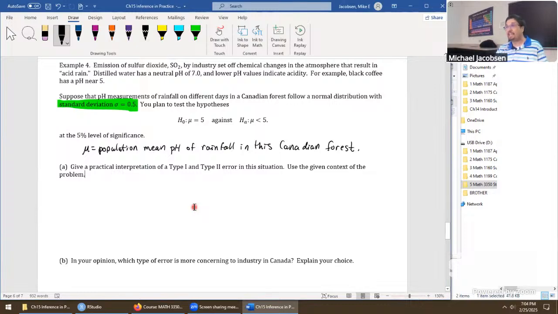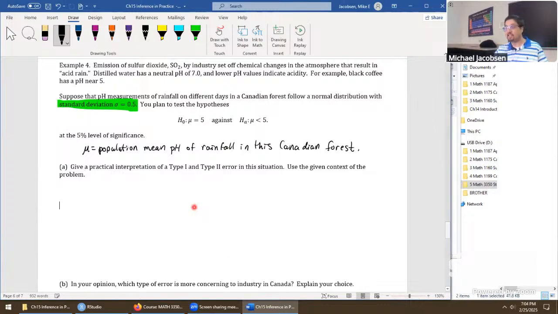If we can never justify that we planned this, and we accounted for what could happen, and we selected this error, or excuse me, this level of significance, then we could really be in hot water here. So let's write this out. A type 1 error, just to see what it looks like, and a type 2 error as well.